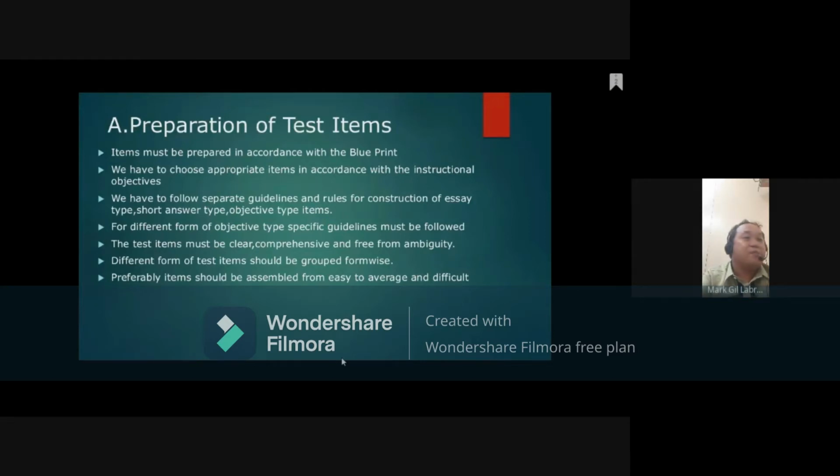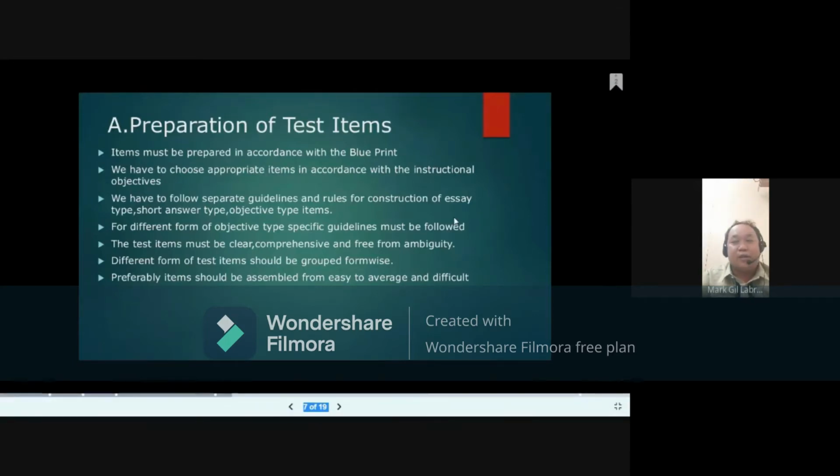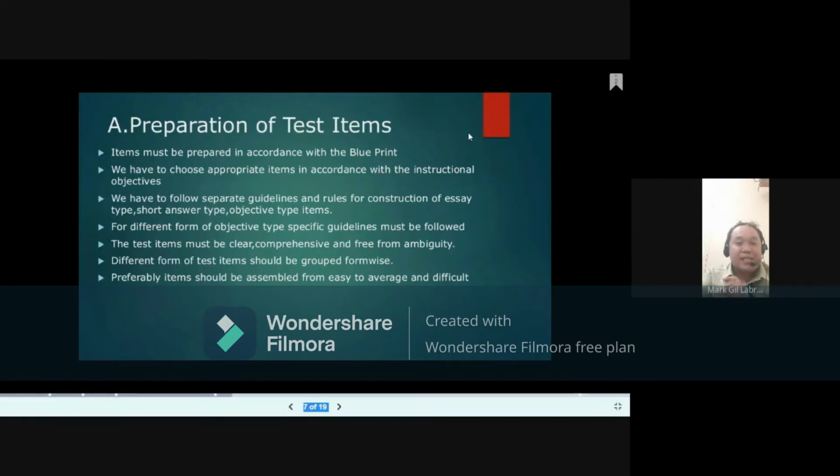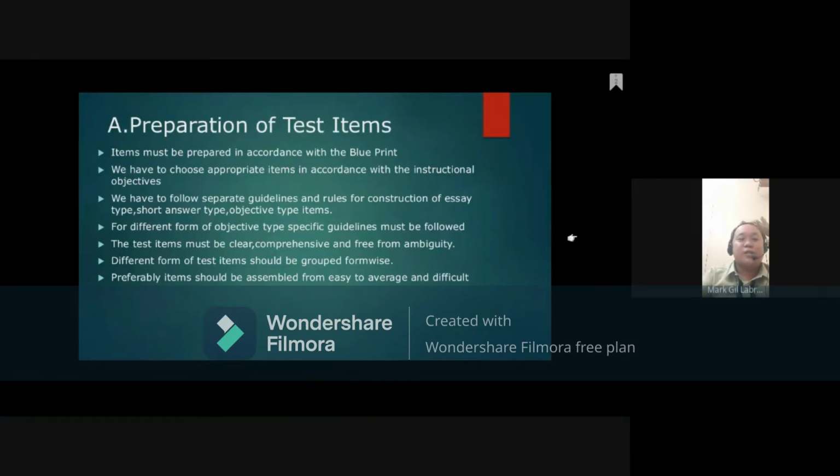The different forms of test items should be grouped form-wise, and preferably items should be assembled from easy to average and difficult. So please take note of that. We cannot start our test paper with very difficult items. It is not appropriate that your test 1 is already fill in the blanks, especially for elementary and secondary. You should start with easy.